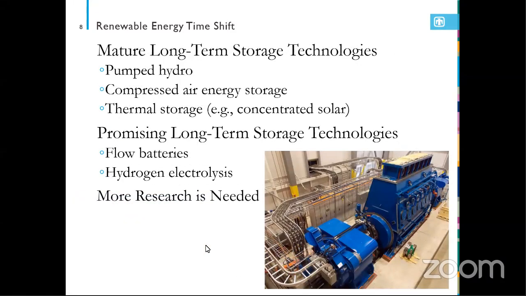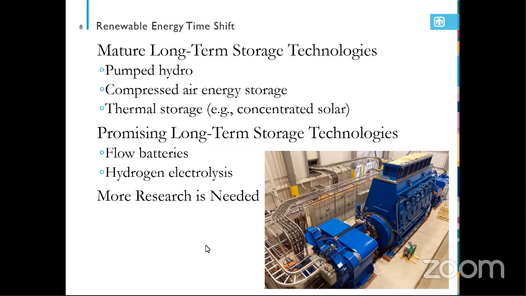There are a couple mature technologies. Pumped hydro has been around for a long time. Compressed air energy storage. There's one in Alabama that's been operating since the 70s. Thermal storage, concentrated solar. There are a couple facilities that are operating in the US now. They can easily store the molten salt for weeks at a time, some over a month.